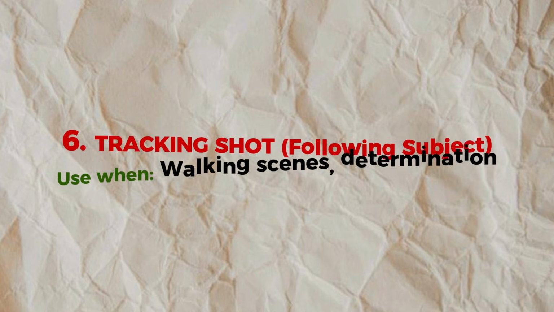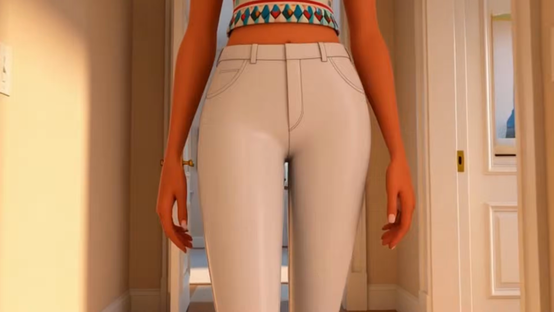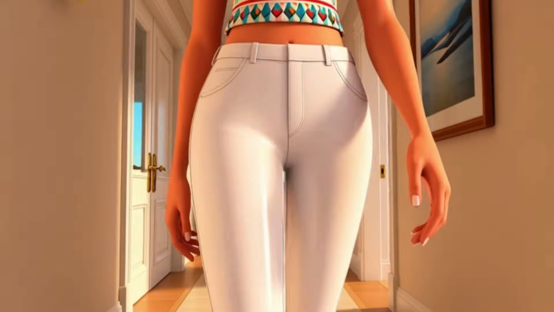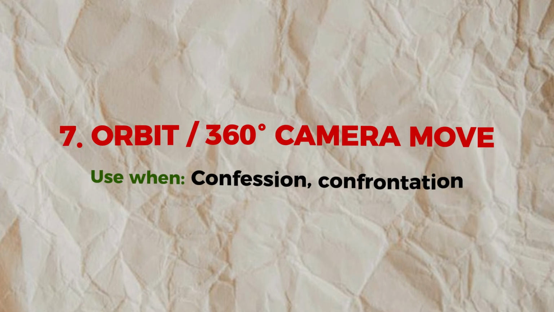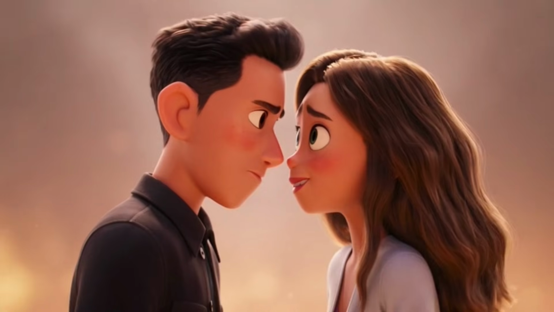Then number 6, we have the tracking shot. So this tracking shot, it follows the subject. So this is an example of that particular camera movement. Then number 7, we have the orbit, that's the 360 camera move. So this is an example of that.